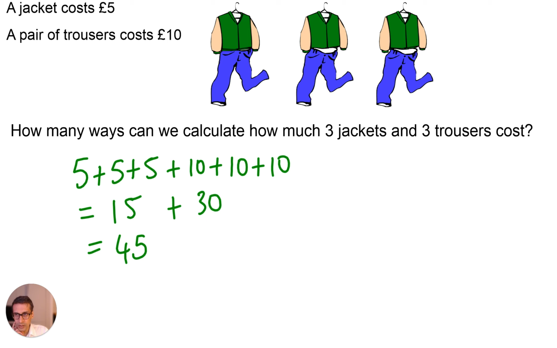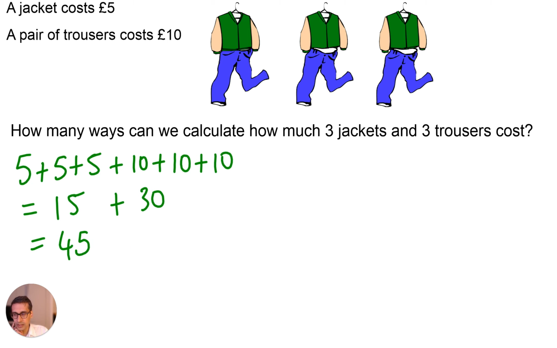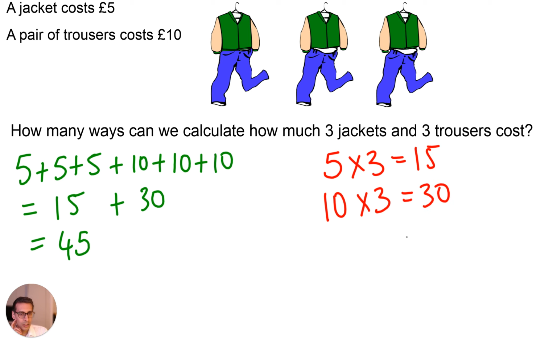Hopefully you also came up with perhaps a slightly different way where you were grouping things together. So let's see, we know that each jacket is £5 and we've got 3 of them, so 5 times 3, and we know each pair of trousers is £10 and we've also got 3 of those, 10 times 3, so that becomes 15, and this is 30. You add this together, so 15 plus 30 is 45, so we get the same answer. And this is slightly quicker, perhaps, a bit more efficient.